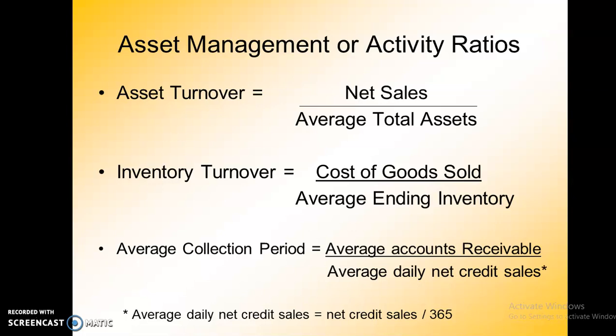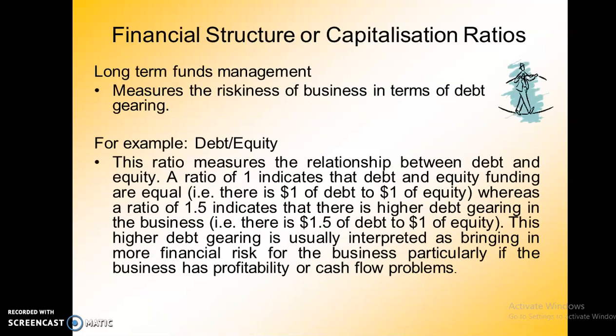And the next one is debtors turnover ratio and average collection period. Average collection period tells about how well the firm can collect the cash from the customers, very fast or slowly. That ratio is known as average collection period. All these ratios are coming under asset management ratios.